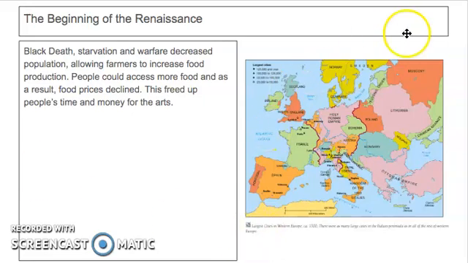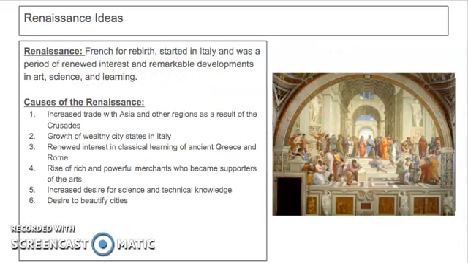And so, as we see here, this is the political map of Western into Eastern Europe. We see that the Byzantine Empire is gone at this time, the Ottoman Empire has taken it over, and we see the development of different states. So, some ideas of the Renaissance. First, Renaissance means French for rebirth. It started in Italy and was a period of renewed interest and remarkable developments in art, science, and learning.